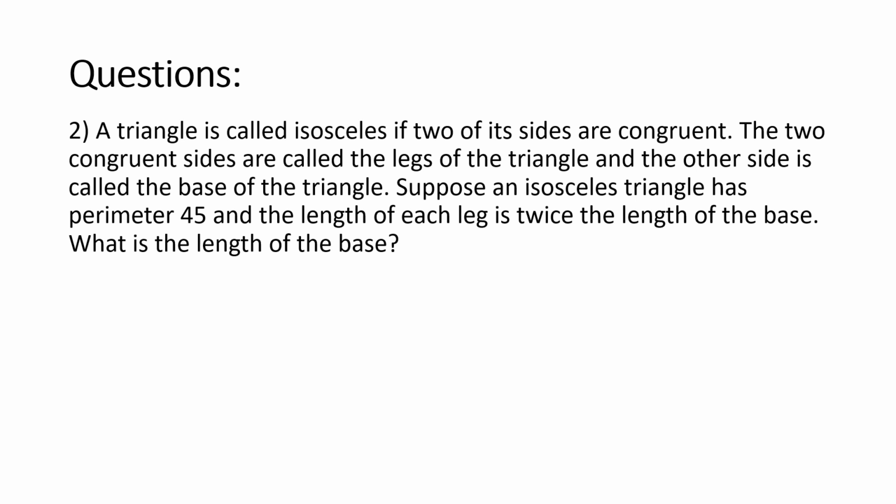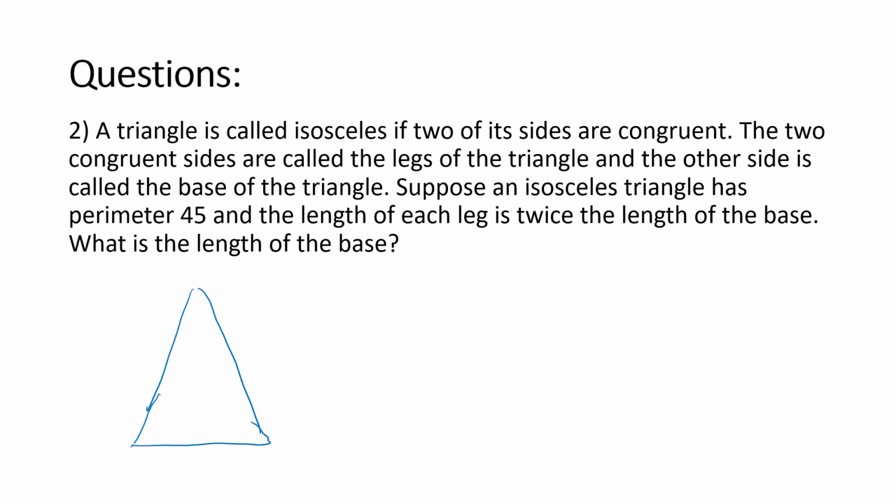Question number 2. A triangle is called isosceles if two of its sides are congruent, which means the two sides are the same. The two congruent sides are called the legs of the triangle, and the other side is called the base. Suppose an isosceles triangle has a perimeter 45, and the length of each leg is twice the length of the base. What is the length of the base?